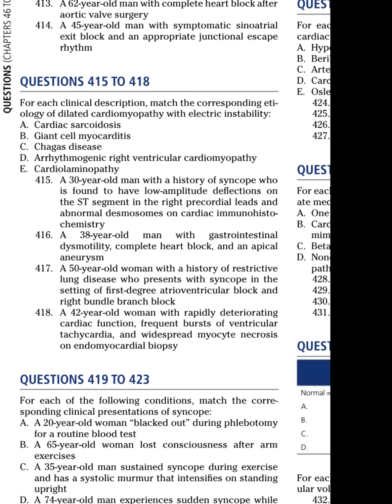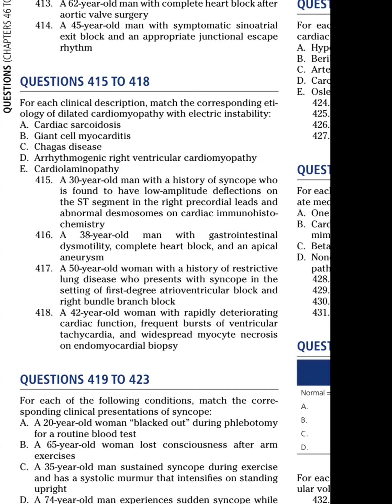Then 416, a 38-year-old man with GI dysmotility, complete heart block, and an apical aneurysm. This is the kind of picture we find in patients who have Chagas disease, the protozoan disease transmitted by Trypanosoma cruzi. One of the notable things they have, apart from their involvement with conduction abnormalities of the heart, is GI dysmotility. So that best fits option C.